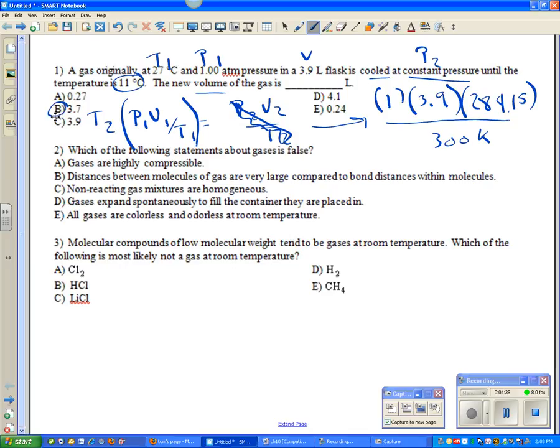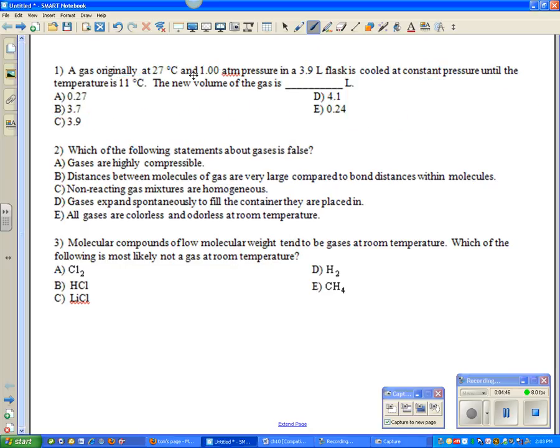Now, that's the answer, and I want to show you that you can really do this probably in your head. You are cooling it, so if you cool it, the volume has to go down. That eliminates this one, and it eliminates this one because it's going to change. So you're left with 3.7 and two really small numbers. The temperature change is not a huge temperature change, so you could reason through that B has to be your correct answer.